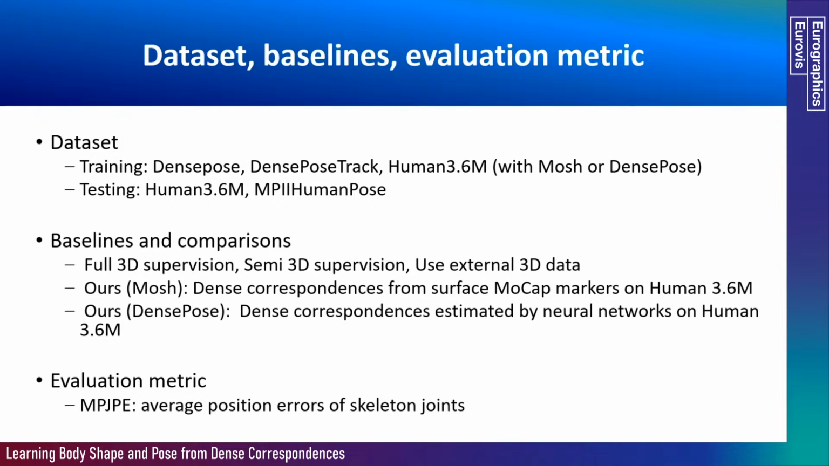We tested 2 annotation types for Human 3.6M dense annotations. Our SMOSH uses dense correspondences from surface mocap markers. Our DensePose uses dense correspondences estimated by a neural network. For the evaluation metric, we use MPJPE, which is basically the average position error of skeleton joints over the whole testing set.